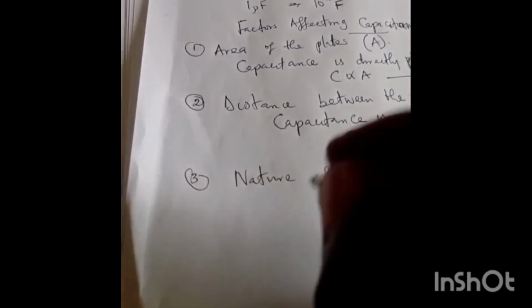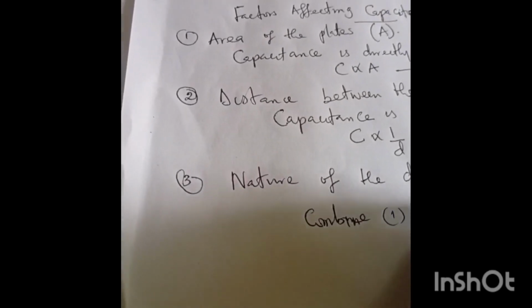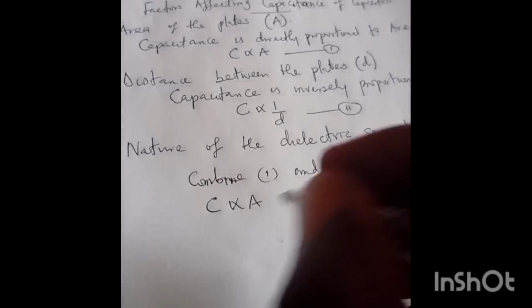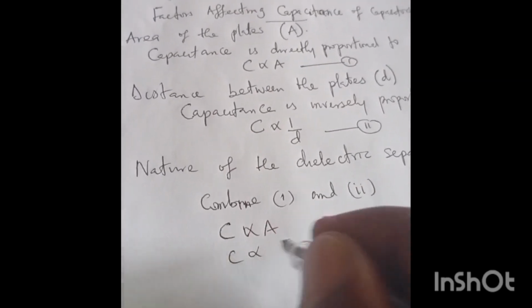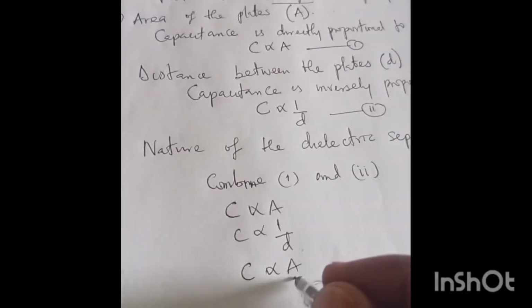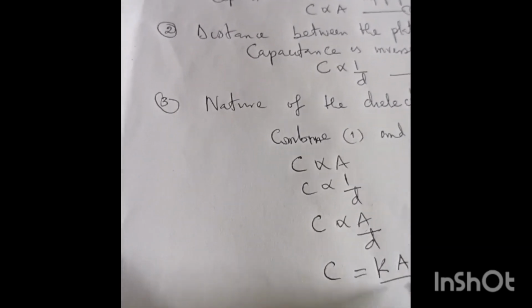Now let me combine equation 1 and 2 so that we get somewhere. Equation 1 says C is directly proportional to A, while equation 2 says C is inversely proportional to d. So finally I have C directly proportional to A, inversely proportional to d. According to mathematicians, C equals K, my constant, times A over d.